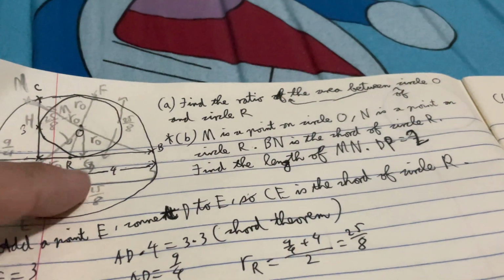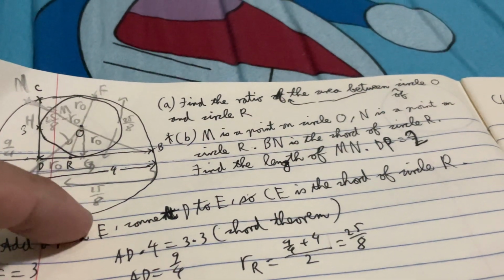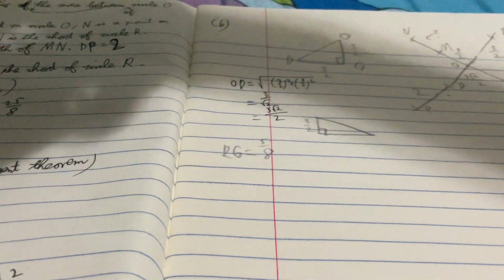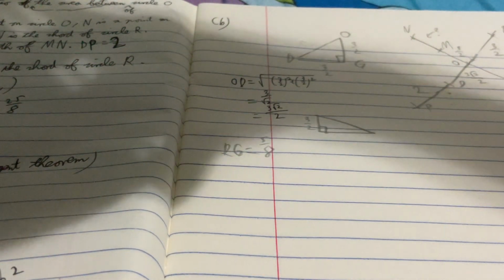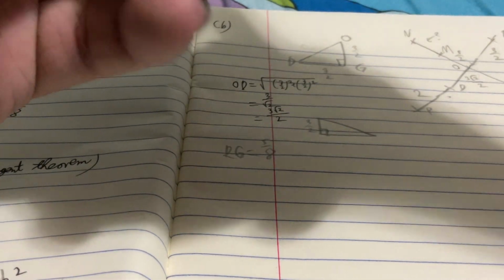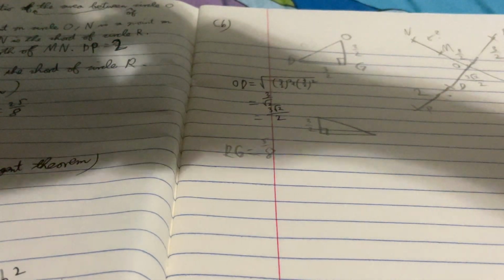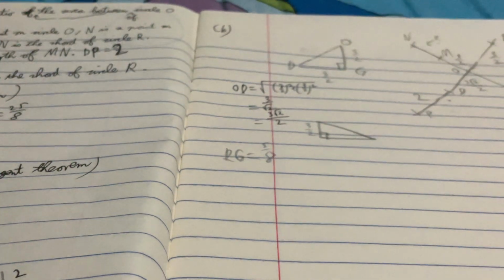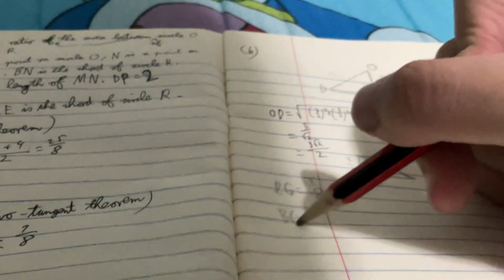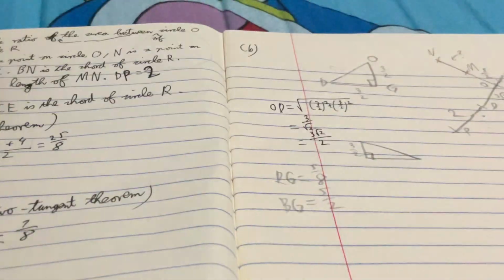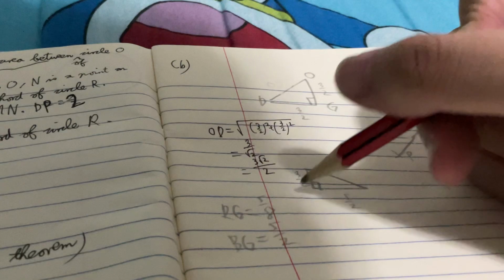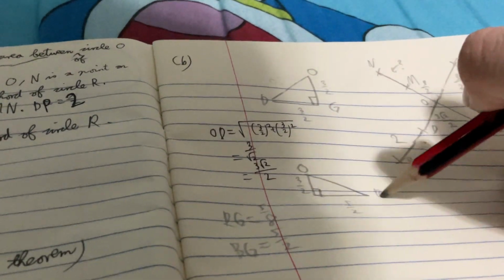And then our BG is just equal to 25/A minus RG, which is 25/A minus our 5/A. We can know that our BG is equal to 5/2 here. So our BG is equal to 5/2, and this is our triangle OBG.